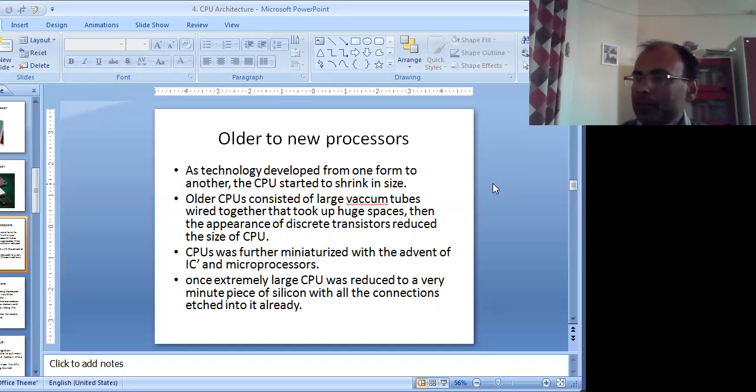So after that, integrated circuits came into the picture, and that further reduced the size of the CPU. The ICs, or integrated circuits, have minute pieces of silicon for each and every purpose in designing the internal components of the CPU.